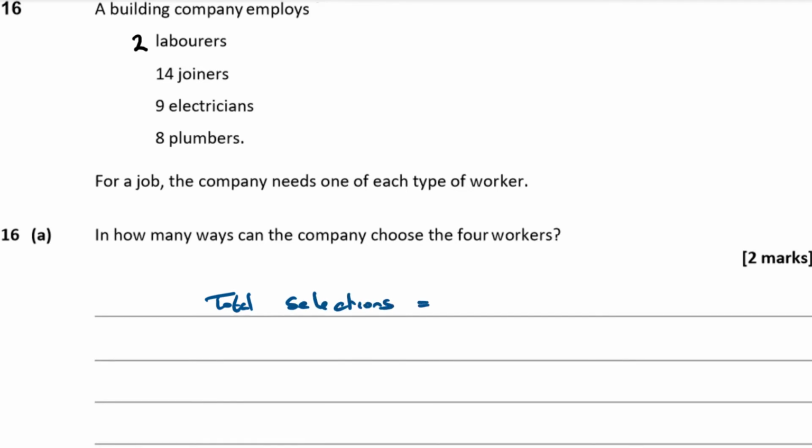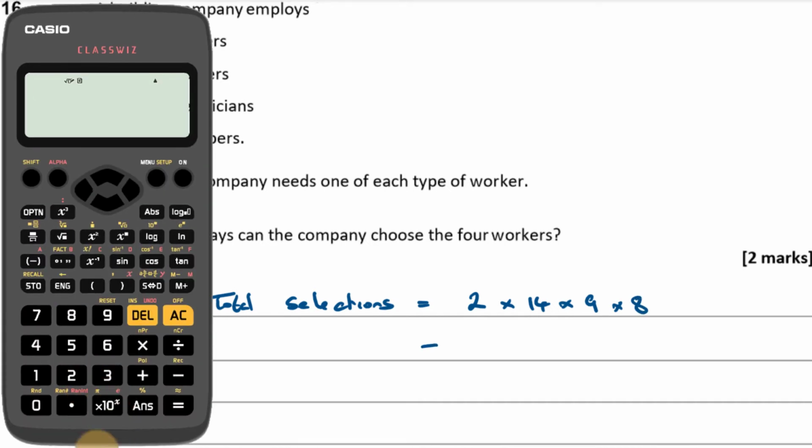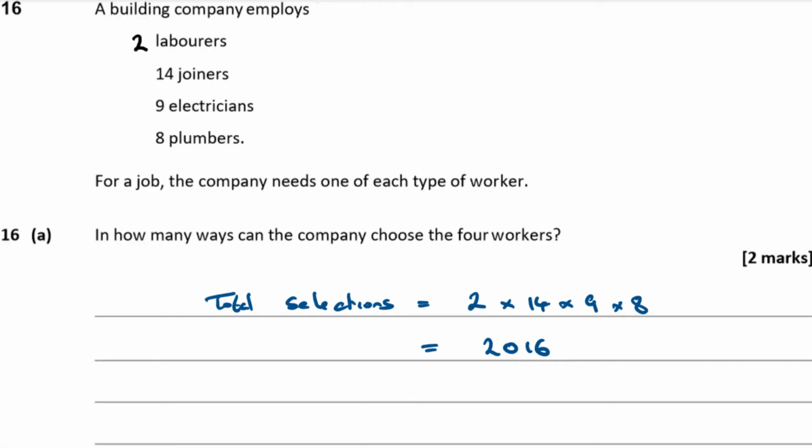Well, you can have 2 picks for your labourers, so you've got 2. You're going to have 14 picks for your joiners, so that's 14. You're going to have 9 picks for your electricians, so that's 9. And you're going to have 8 picks for your plumbers, so it's just 8. So you have to multiply all those together then. So 2 times 14 times 9 times 8, that comes out to be 2,016. So there are 2,016 different ways you could pick those 4 workers from that group of workers. It's quite a lot, isn't it?